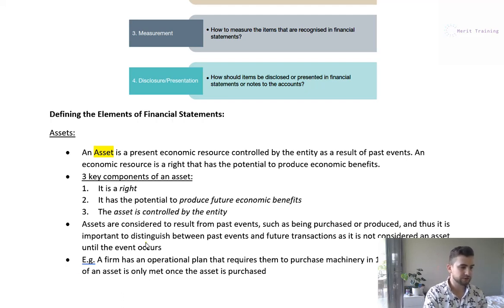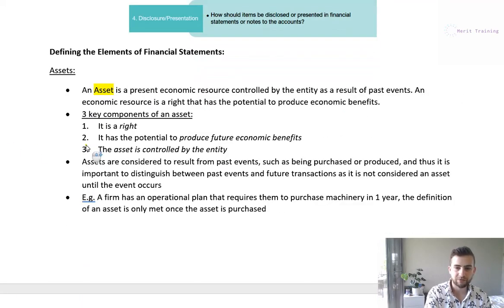So assets are considered to result from past events, such as being purchased or produced, and thus it's important to distinguish between past events and future transactions, as it's not considered an event until the event occurs. For example, a firm has an operational plan that requires them to purchase machinery in year one. The definition of an asset is only met once the asset is purchased.